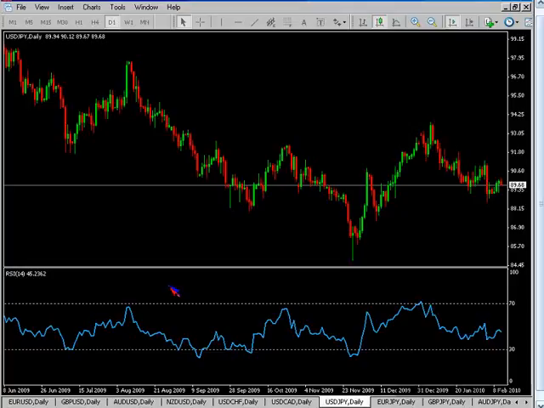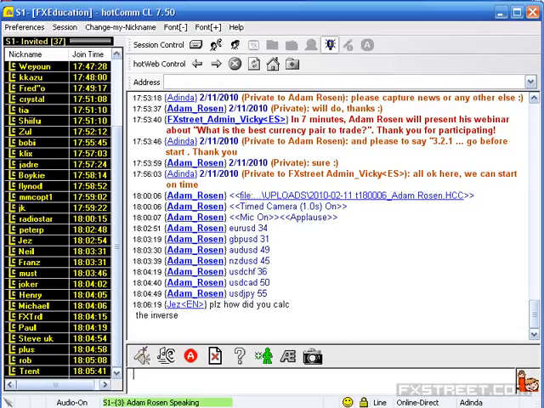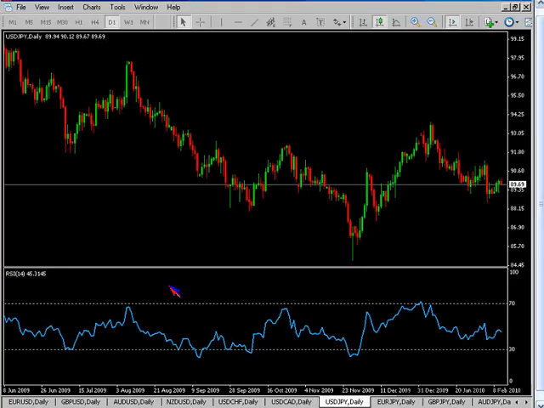Well, it's a great question, Jess. How do you calculate the inverse? Because we're trying to calculate the relative strength of each individual currency against the US dollar, we want to compare each currency against the US dollar on an equal basis. Well, if we take a look at the euro dollar, the US dollar, again, is in the second position. The euro is in the first and the dollar is in the second. So that shows us RSI of 34.